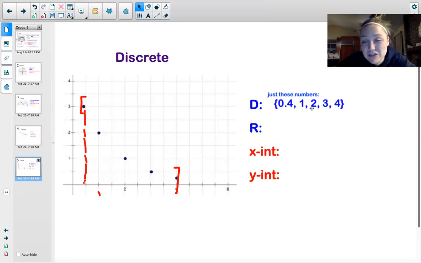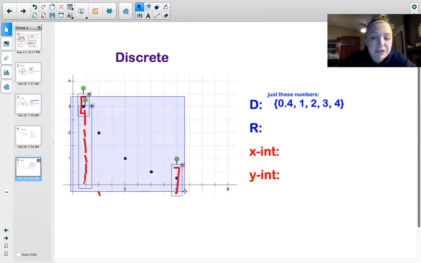And then you see these weird squiggly brackets? You can panic for like 2 seconds. Okay, you have to be done panicking now. It's just a mathematical thing that they do. They do these squiggly brackets to say, I'm listing out the numbers instead of telling you an interval. So 0.4, 1, 2, 3, 4. You just have those numbers. Okay, so those were the domain numbers.